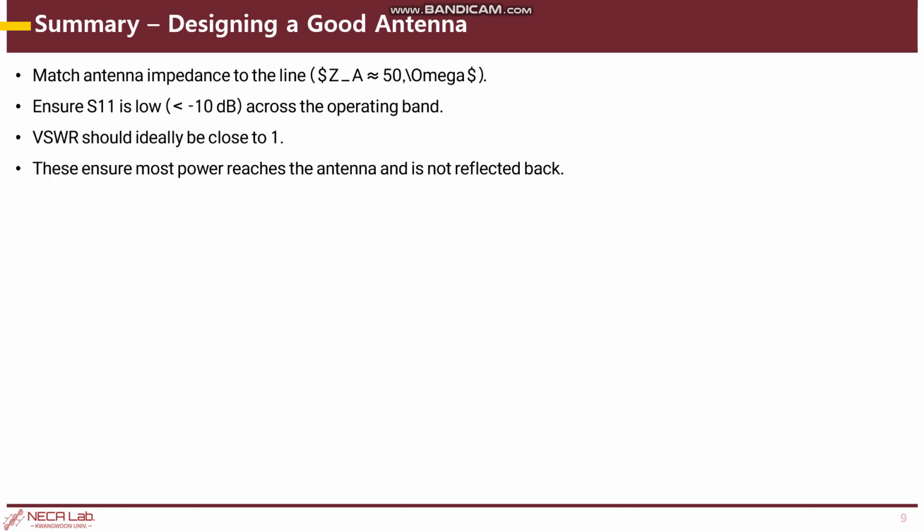So here's the summary. To design a good antenna, we follow three key rules. First, match the antenna's input impedance to the line, ideally around 50 ohms. Second, keep S11 below minus 10 decibels across the operating frequency band. And third, aim for a VSWR close to 1 to minimize reflections. All of these help ensure maximum power is delivered to the antenna instead of being reflected back.